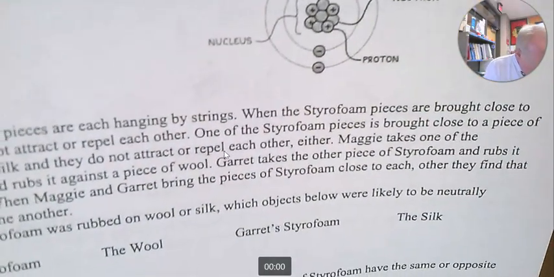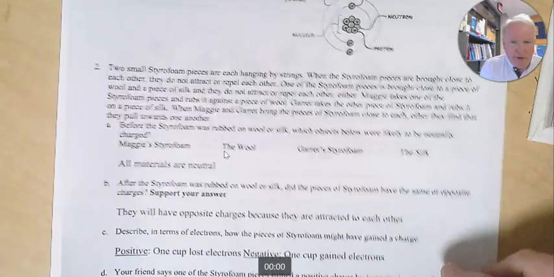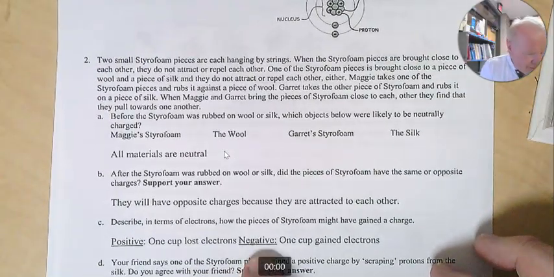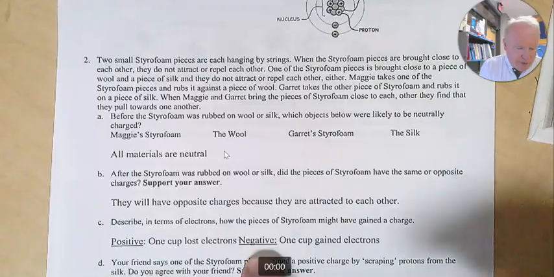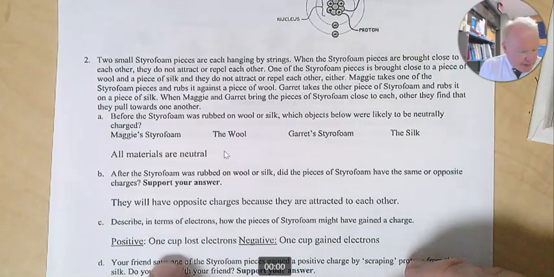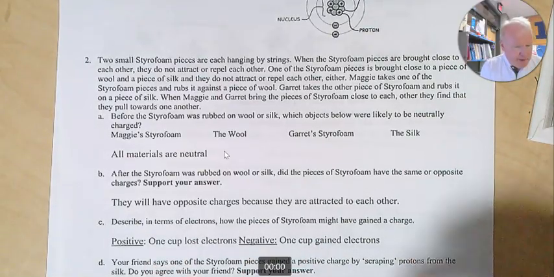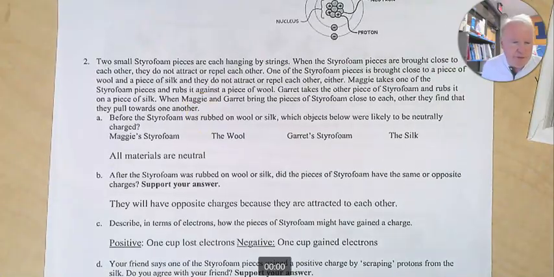So then the next part asks us which one's positive and which one's negative. And so we just know that the fur is the thing that's going to be able to give electrons, put electrons onto the cup, and then the one that's positive would be the one that was rubbed with this silk.